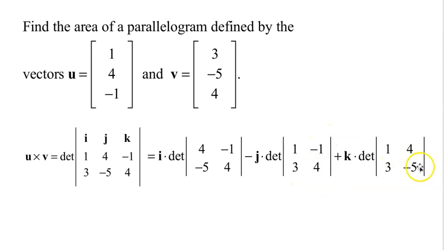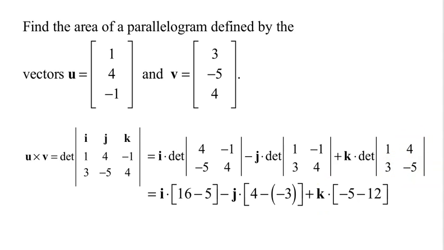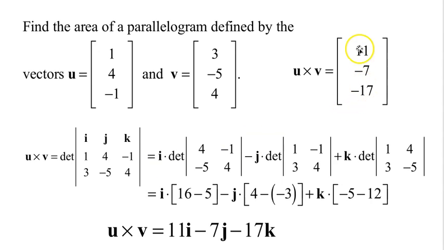Here, 1 times negative 5, negative 5 minus 12 will be negative 17. Again, 16 minus 5, 11i. 4 minus negative 3 is 7, but I've got this minus sign there that'll become minus 7j, and then minus 17k. So I have determined a vector orthogonal to both u and v. We've got this vector u cross v.